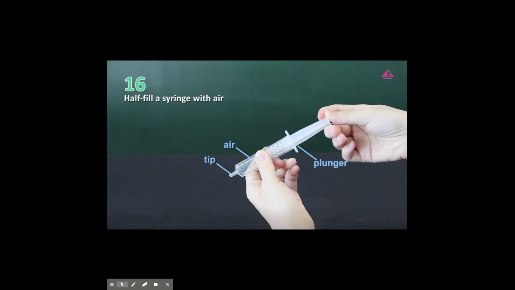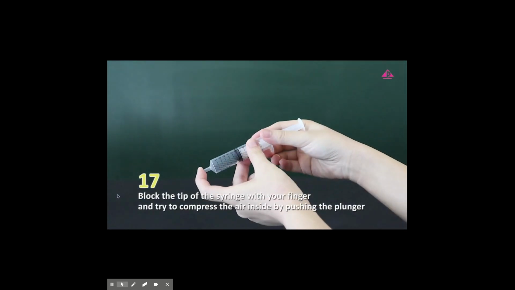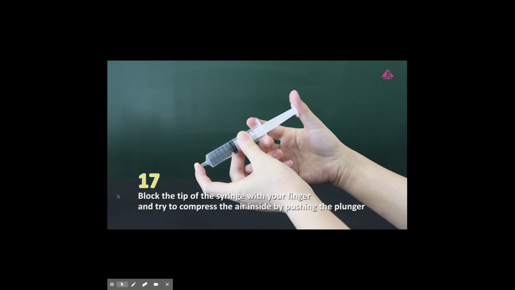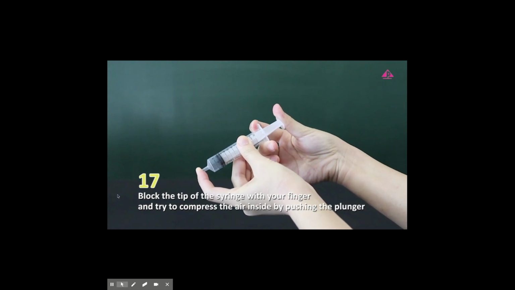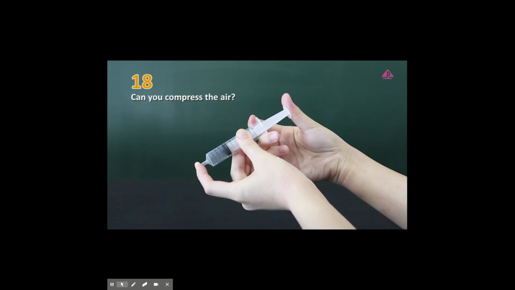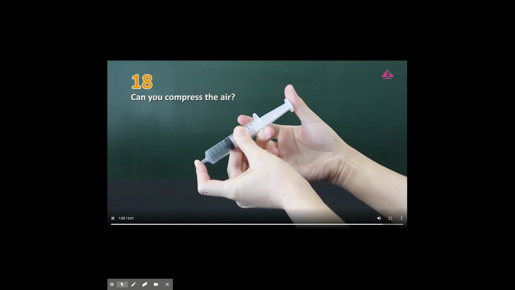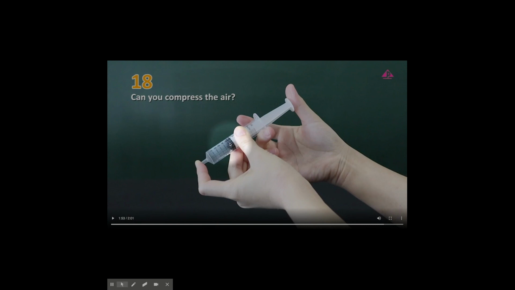Half fill a syringe with air. Block the tip of the syringe with your finger and try to compress the air inside by pushing the plunger. Can you compress the air? The meaning here is, when you press it, it will move inward and then rebound. That is why the shape here will change, and that means you can compress the air.